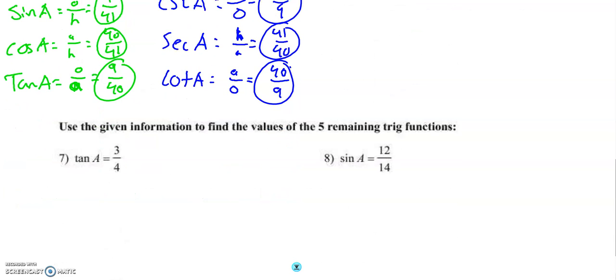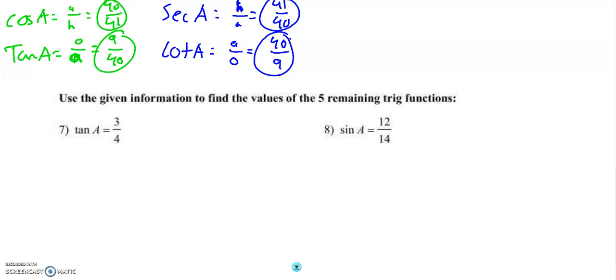For number 7 and 8, you do not have a triangle, so you should probably draw your triangle. And then you're going to have to find the missing side, because based on the information here, you only are given 2 sides. And then you will find the remaining 5 trig functions. So I'm going to draw the triangle, and I'm going to pick this one to be angle A. So remember, tangent is opposite over adjacent side. That is your TOA, which means 3 would be over here and 4 would be here.